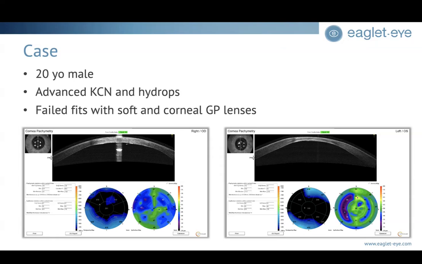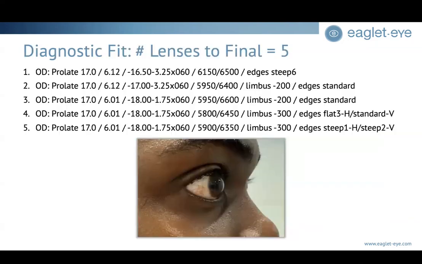You can see it in the picture on the bottom left with a break in Descemet's membrane and that little thing flopping in the wind in the posterior cornea. Right side, extremely thin, very ectatic, highly irregular corneal shape. And again, lots of failures. So I want to share this case where this is a patient that we fit in the clinic over a series of different visits. The diagnostic fits lenses to the final lens was 5 lenses.